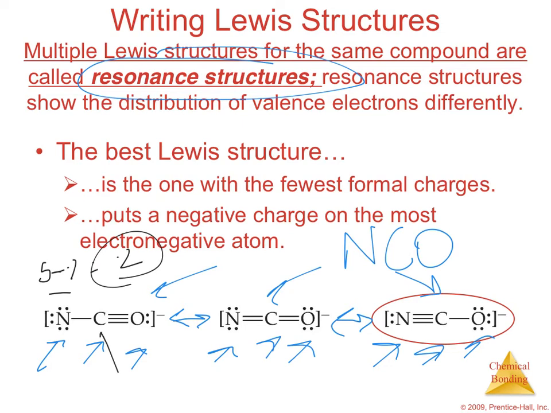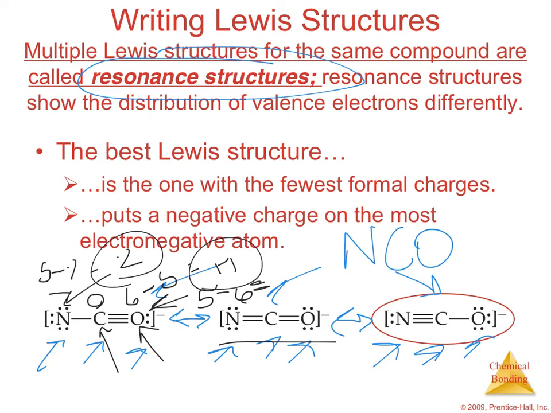The formal charge on this carbon is 0. The formal charge on this oxygen, let's see, 6 minus 5 is plus 1. Okay, so the oxygen has a formal charge of plus 1. The nitrogen has a formal charge of minus 2. Not really good. 2 out of 3 atoms have a formal charge. Let's look at the middle structure. The nitrogen has a formal charge of, let's see, 5 minus 2, 4, 5, 6, has a formal charge of minus 1. All right, well, that's better than minus 2.